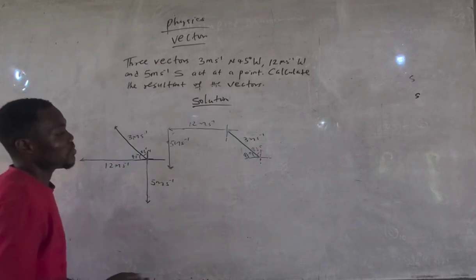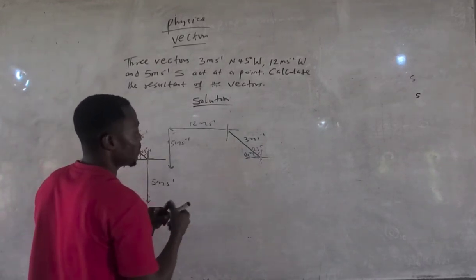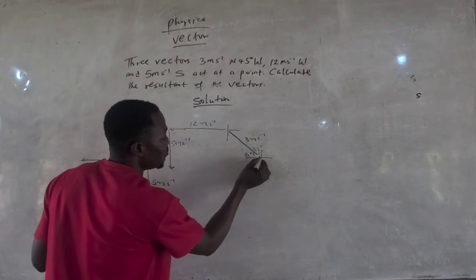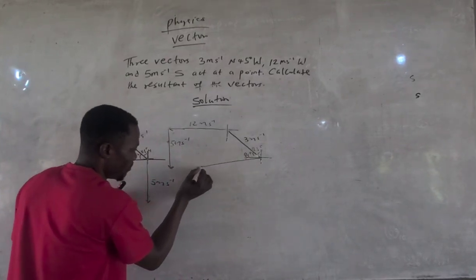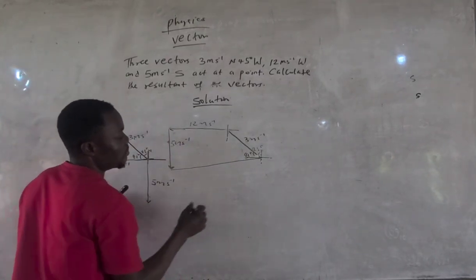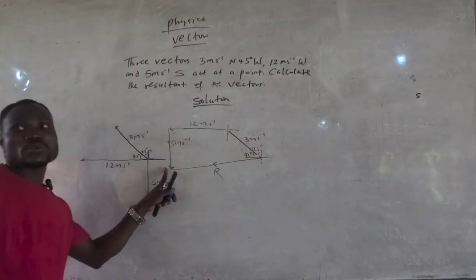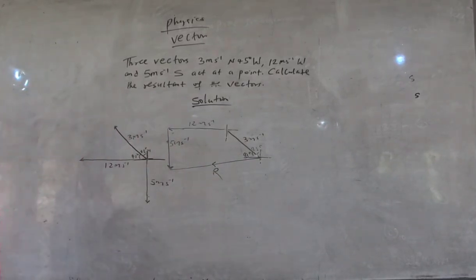Now, this is where we started and we stopped here. So our resultant, which is what we are calculating, is the line joining where we started to the point where we stopped. So this is the resultant from where we started to where we stopped. So let's find the value of that resultant.